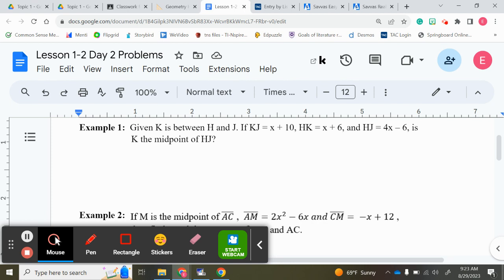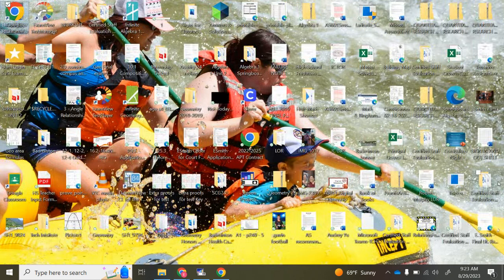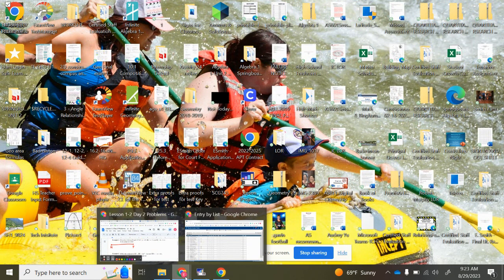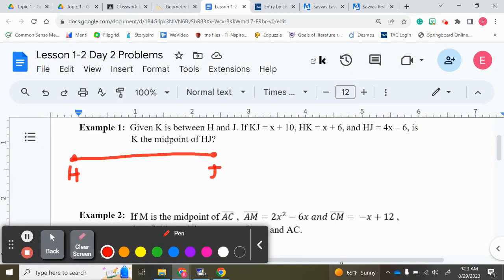So the first thing I'm going to do is draw a segment that has H and J, and I'm going to wonder why my computer's freaking out. That's better. Okay. Sorry about that. And somewhere in the middle, I am going to put K. They're not telling us what K is. They just said it lands in between.